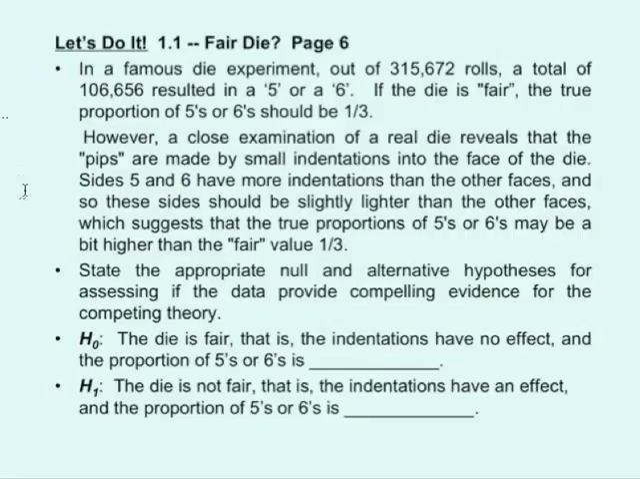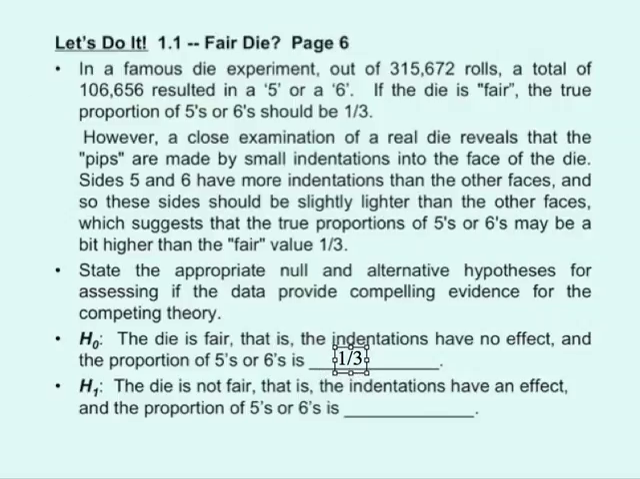In the case of the null, it's the status quo. It's what we think would be true if it really was a fair die. So the indentations have no effect, and the proportion of 5 or 6s is as stated, which is going to be 1/3.